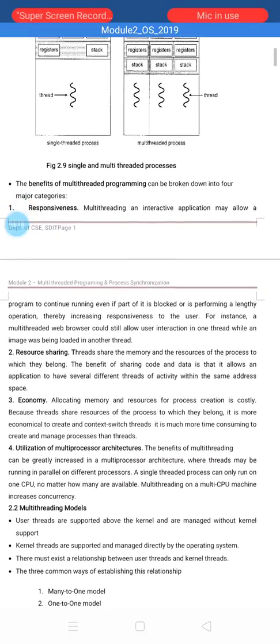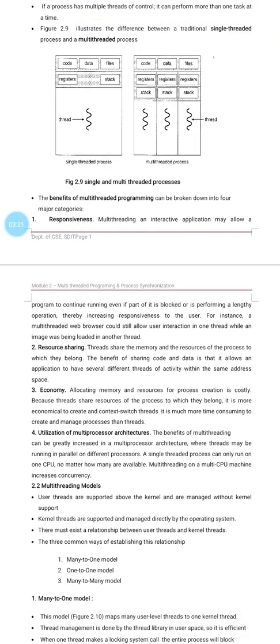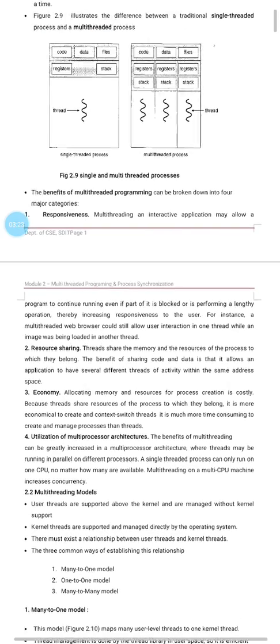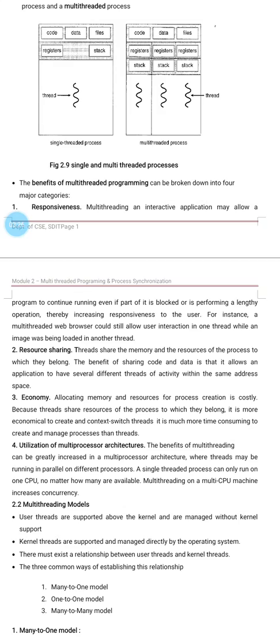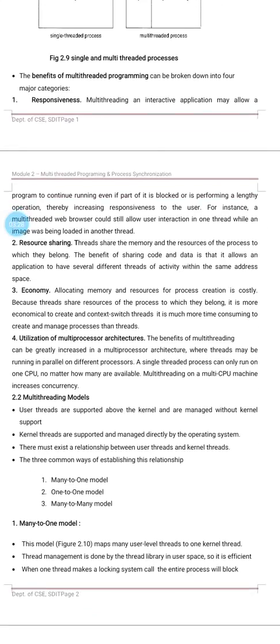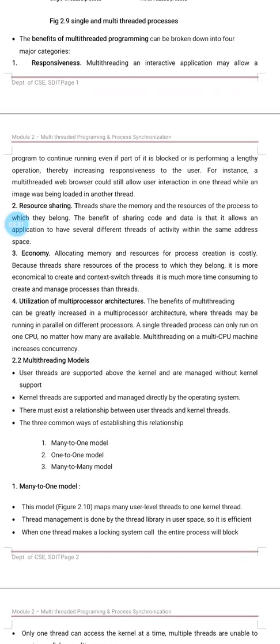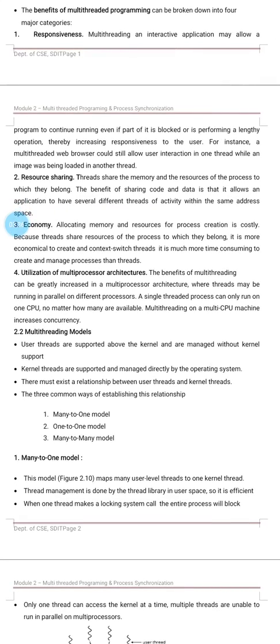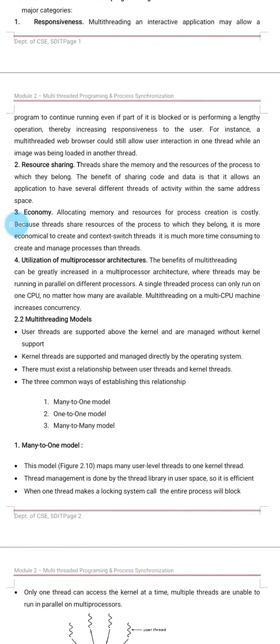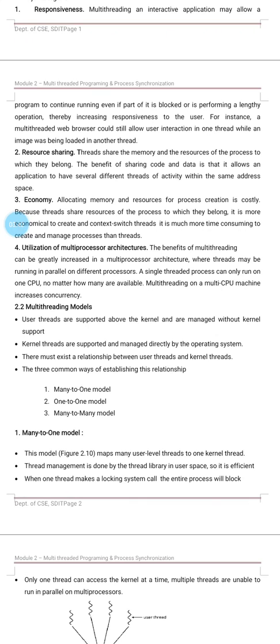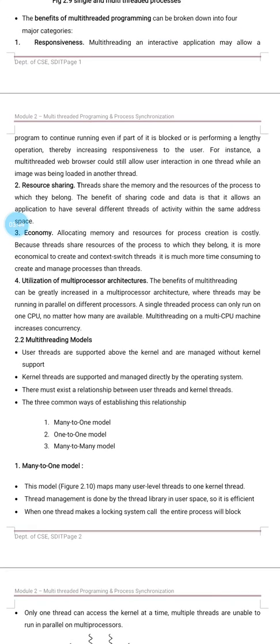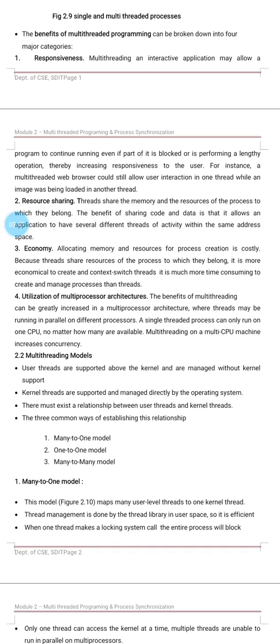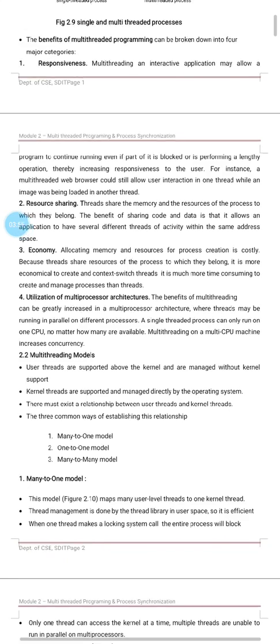Next we'll go for the benefits. This is an important question from this chapter: define thread, and what are the benefits of multi-threaded programming? First, responsiveness. Multi-threading an interactive application may allow a program to continue running even if part of it is blocked or performing a lengthy operation, thereby increasing responsiveness to the user. When you have multiple threads, if one task is taking a long time, the user can still interact with the other available threads.